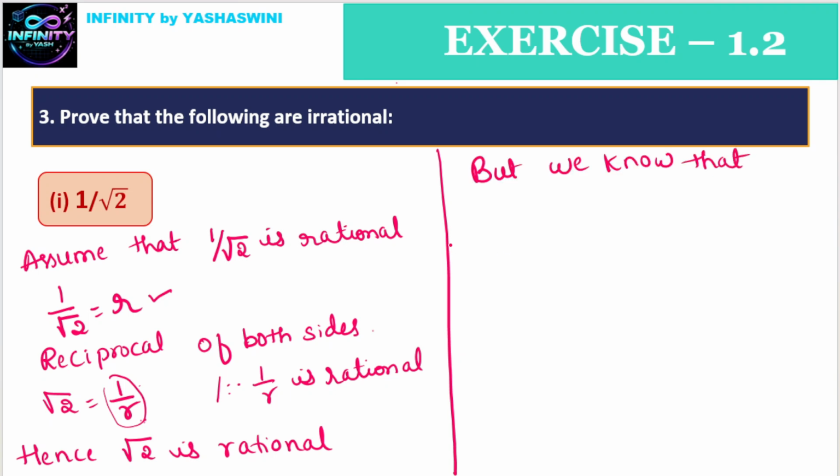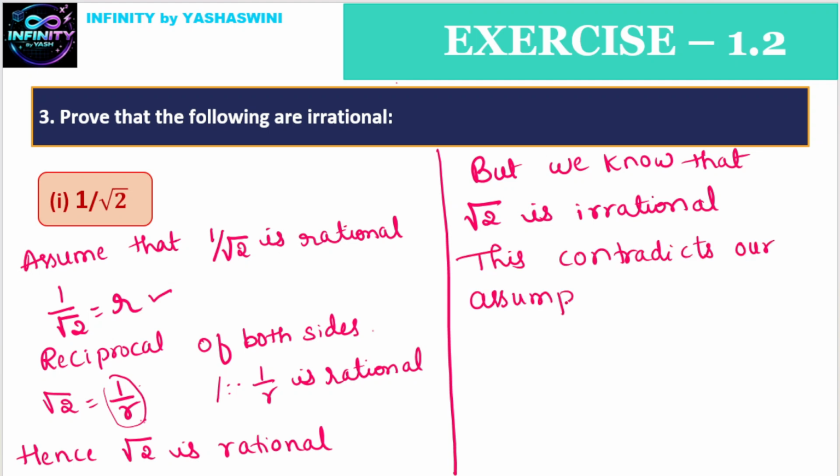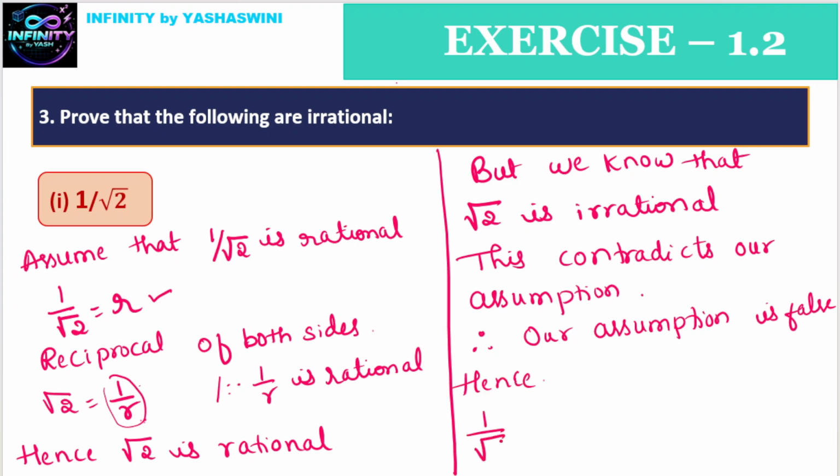But we know that root 2 is irrational, this contradicts our assumption. Therefore, our assumption is false. Hence, 1 upon root 2 is irrational.